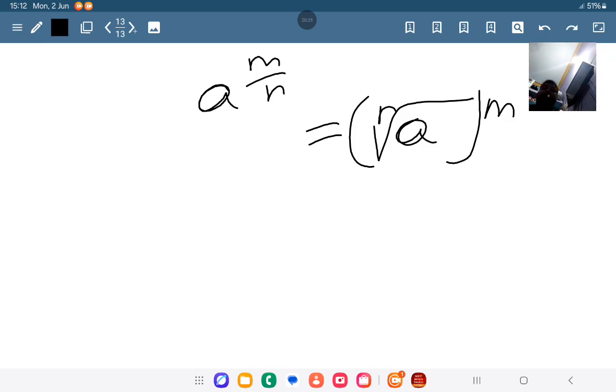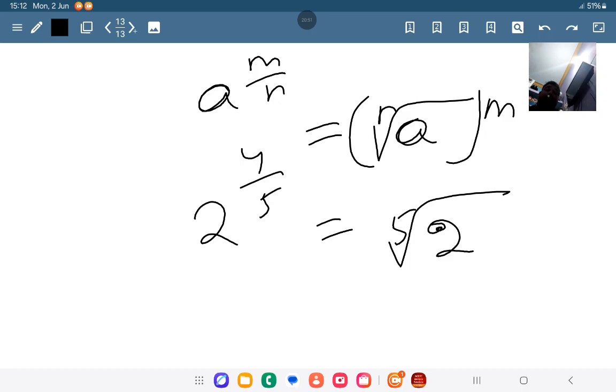Here n will be root n and this power m will be power m. If 2 to the power 4 by 5, that is equal to, this denominator will be root fifth and the numerator will be the power.